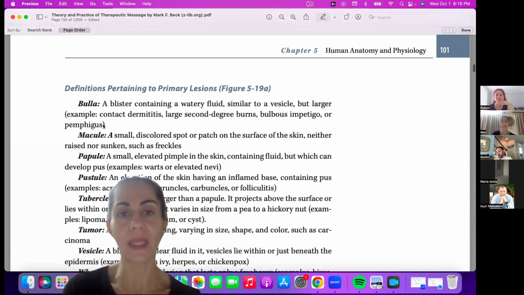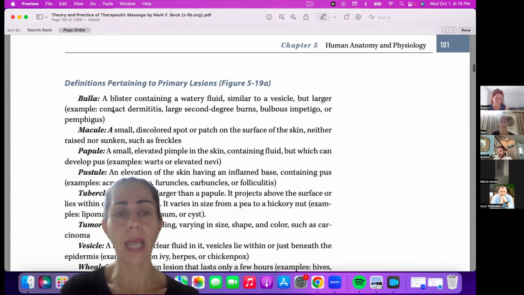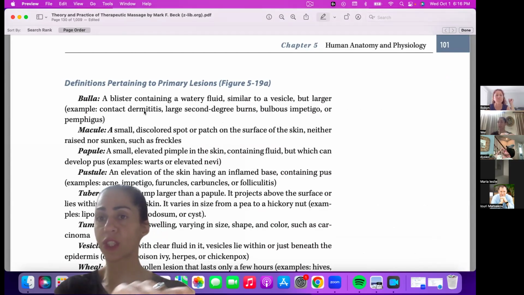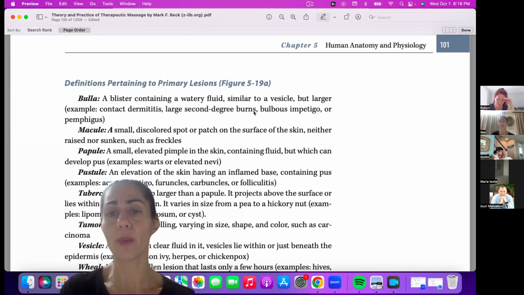So a bulla is like a blister, and it contains a watery fluid. That can happen from contact dermatitis. Have you ever worn a bracelet or something, and then you started to have an allergic reaction? That's what contact dermatitis is. Derm from the skin, itis is inflammation, and contact, you got contact. It could also happen from burns and impetigo, which is contagious.